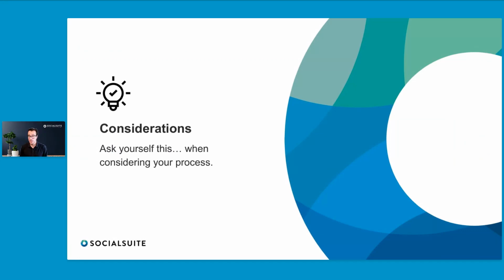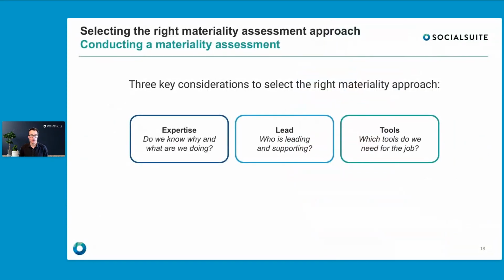Let's look at some considerations. If we're going to go through that process, you might have figured out, I want to do one of these approaches. What are you going to do, and what are the key considerations to ask yourself about selecting that right materiality approach? And I think there's three key things to ask yourself. The first one is around expertise. Do we know why and what we're doing?